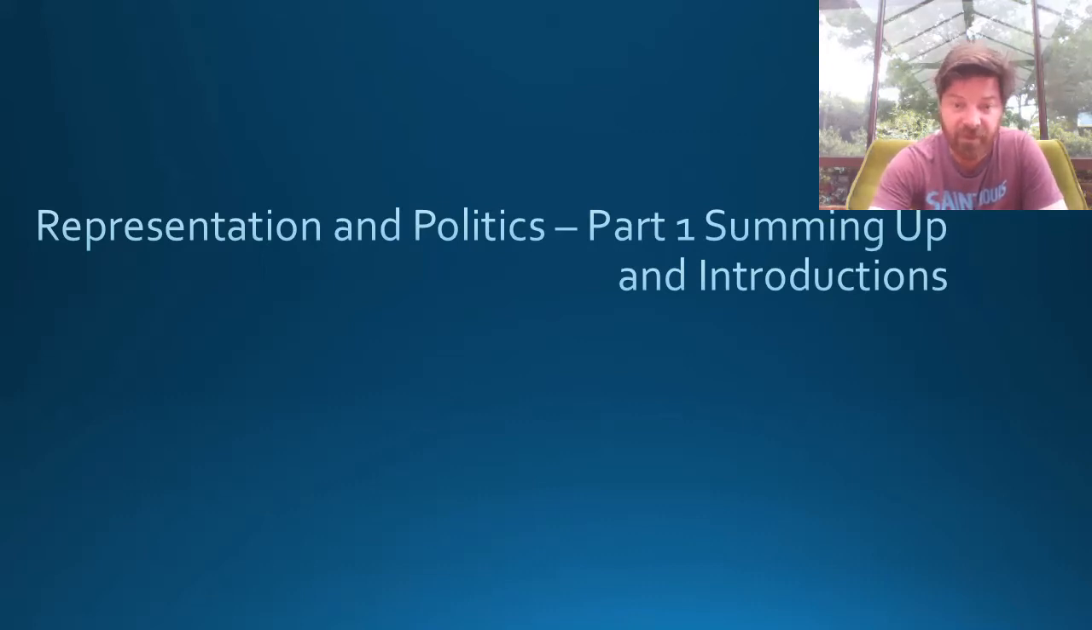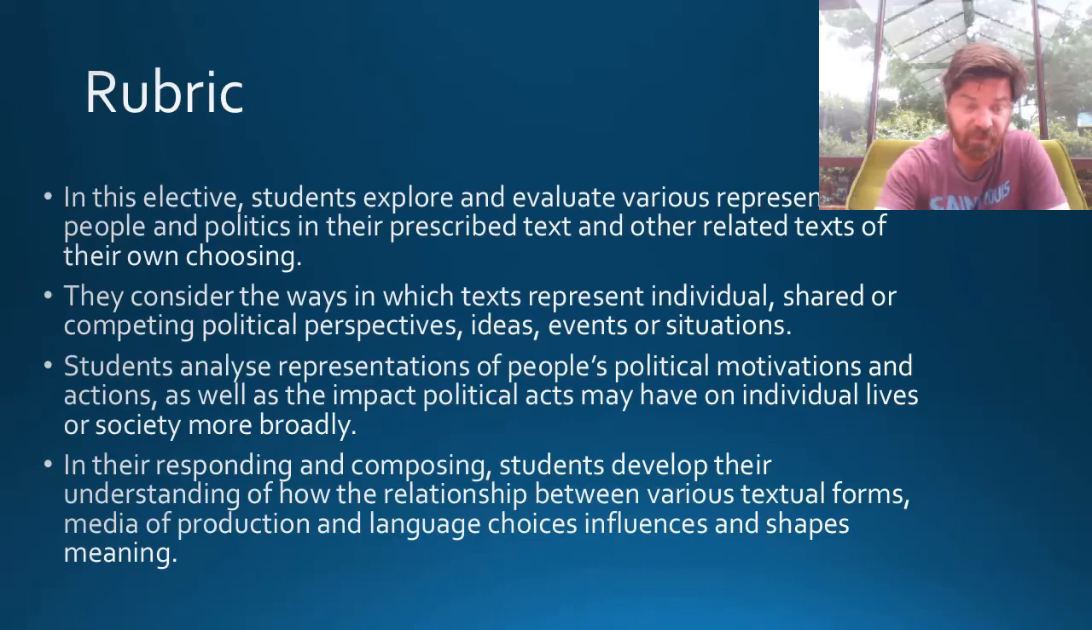Alrighty, so now we're ready to sum up everything that we've done, hopefully, and put it all together. Once again, the rubric. To make it easy for everyone who does another subject, which is all of you, I've actually turned the rubric into dot points, basically making each sentence a different dot point. Dot point 1 is all about your prescribed text and related text. It tells you to evaluate them.